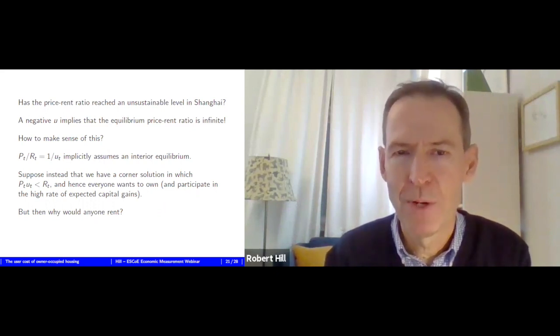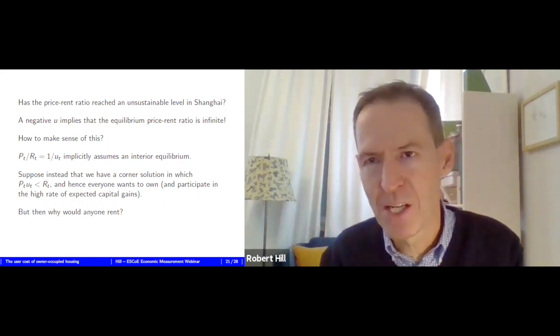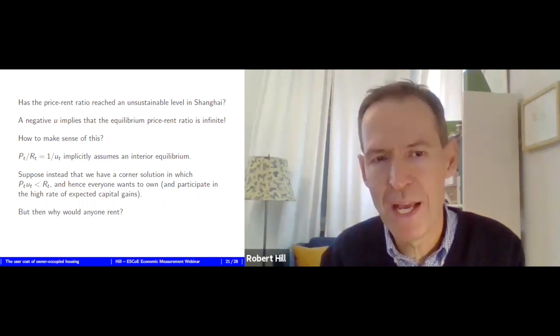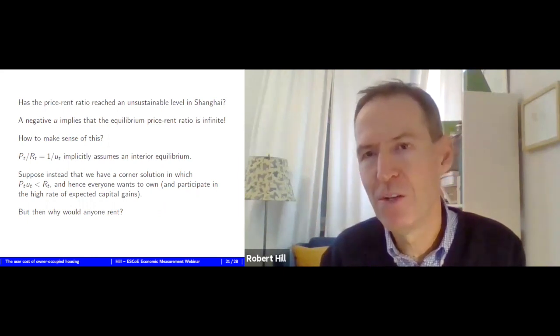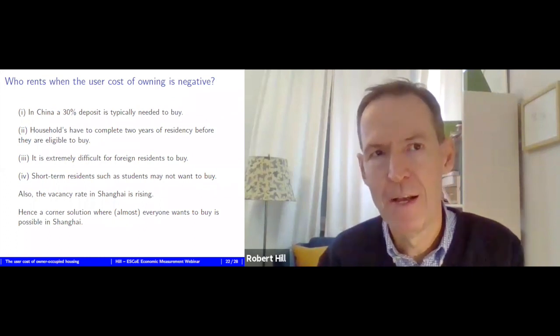And that's an equilibrium because we've got a corner solution. But that begs the question, how could such an outcome ever arise? Why would anyone want to rent when the user cost is negative? Well, at least in Shanghai, there is an answer to that, due to some special circumstances of the city.